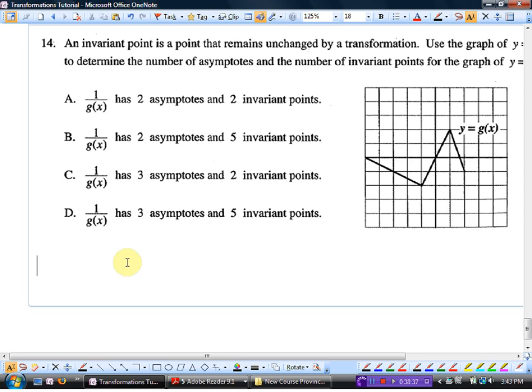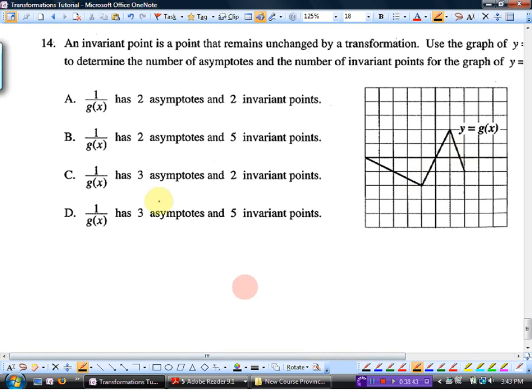You ready? If they gave me this and they just said, hey, graph that, let's do it. First thing I would do is invariant points are going to be anywhere 1 high or negative 1 high. That's invariant, that's invariant, that's invariant, that's invariant, and that's invariant. Oh, by the way, how many invariant points are there for this multiple choice question? 5. Wrong, wrong.